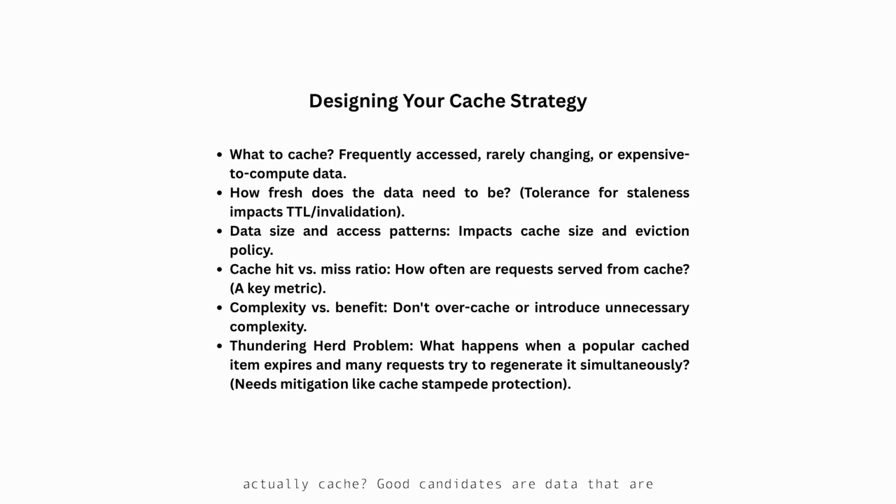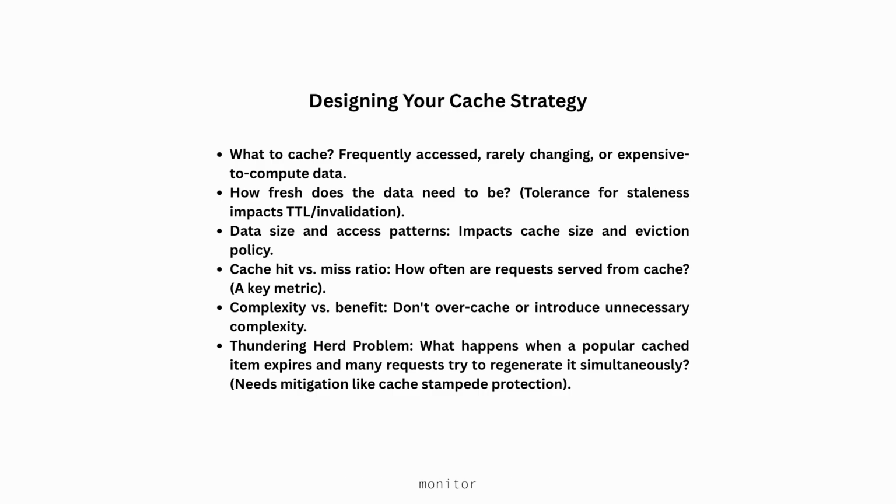What data should you actually cache? Good candidates are data that is frequently accessed but doesn't change often, or data that's computationally expensive to generate. How fresh does the data absolutely need to be? Your tolerance for potentially stale data will heavily influence your choice of TTLs and invalidation strategies. Consider the size of the data you are caching and how it's accessed. This will help you determine appropriate cache size and eviction policies.